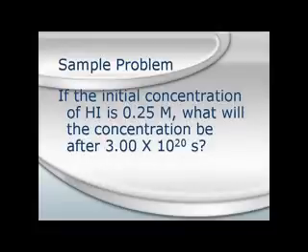On the previous slide, you have the reaction equation and the value for k, and here's the problem we want to solve. If the initial concentration of hydrogen iodide is 0.25 moles per liter, what will the concentration be after 3 times 10 to the 20th seconds? And again, it's a good idea here, if you need to, go ahead and pause the podcast and write the problem down.